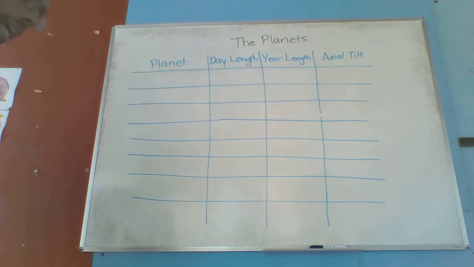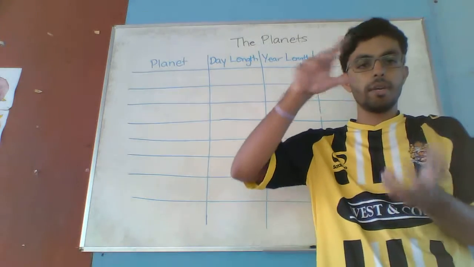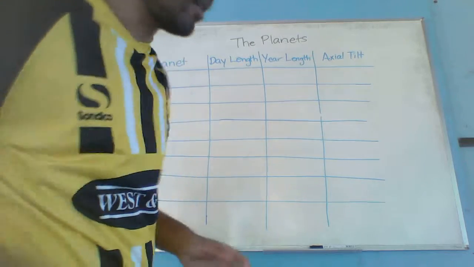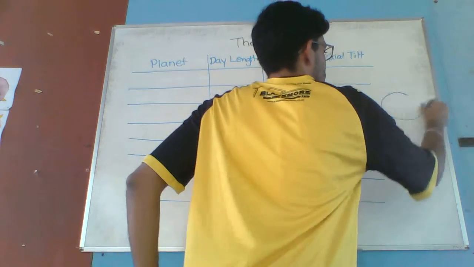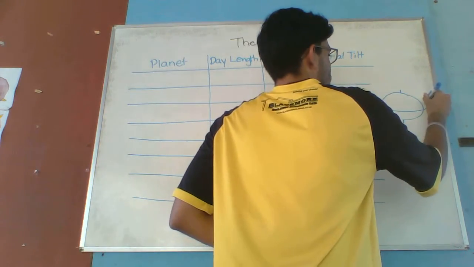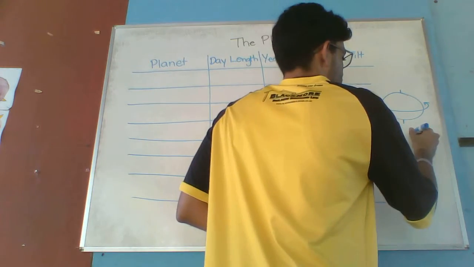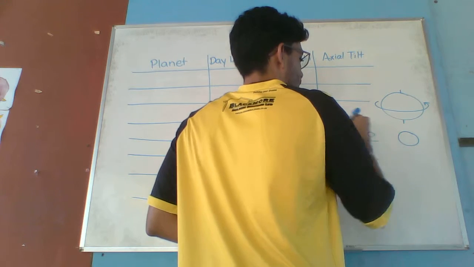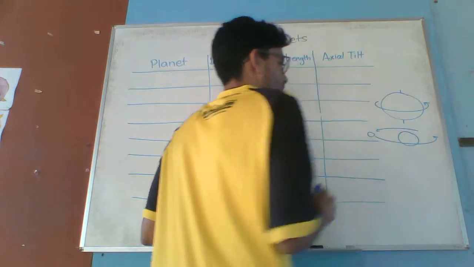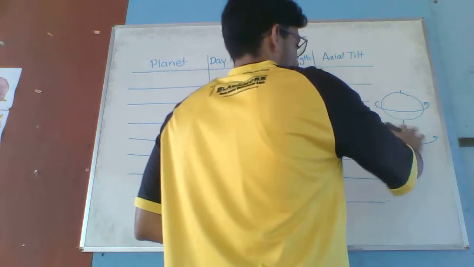So the day length of a planet is the time it takes for it to spin around on its own axis once. So basically, if you had a planet right here, then a day is the time it takes for it to spin around like this on its axis one time. The length of a year is that if you have a star here and a planet over here, the length of a year is the time it takes for the planet to loop around the star and come back to its original starting position.